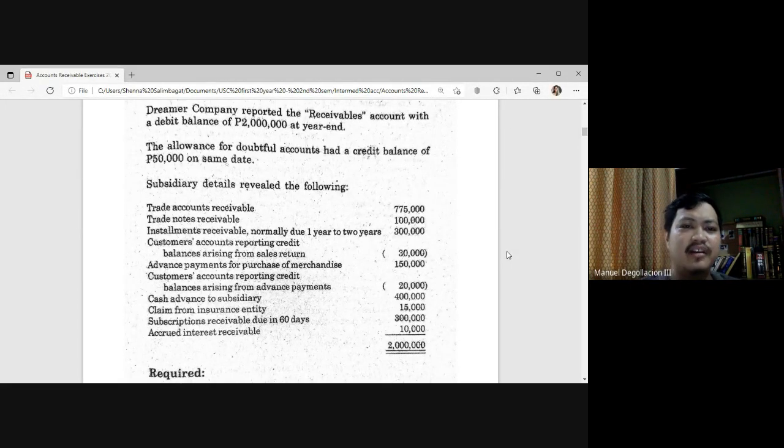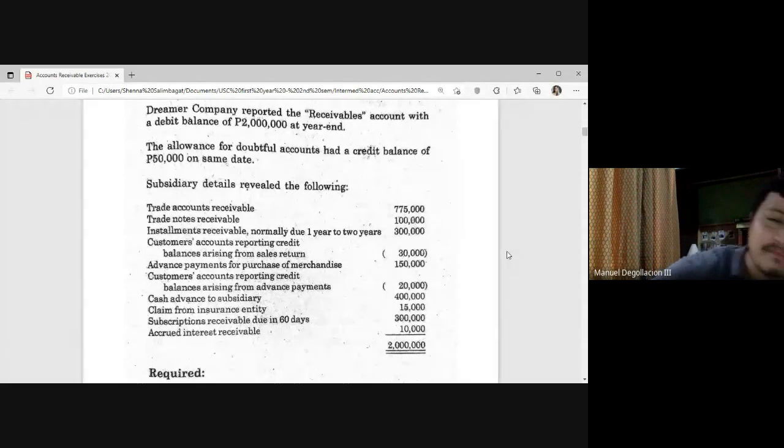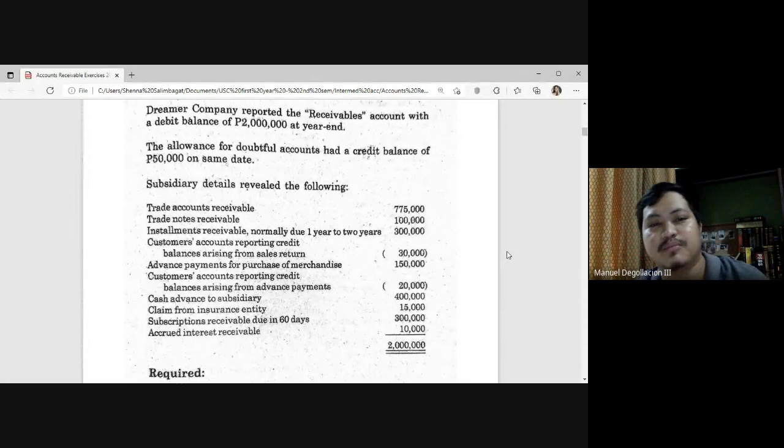The scenario here, class, is that the company maintains a single account for every kind of receivable. From that alone, class, it tells us that the company is doing something wrong already. You're not supposed to maintain one receivable account for all kinds of receivables. But since that was the practice of the entity, class, we are left now to correct the mistake of this company. Okay. First would be your trade accounts receivable.